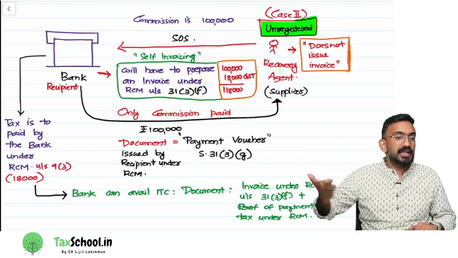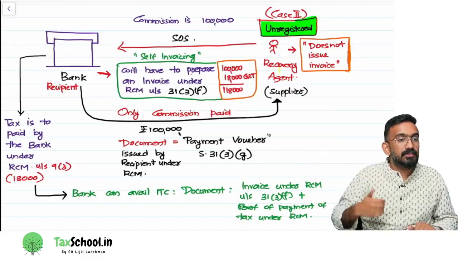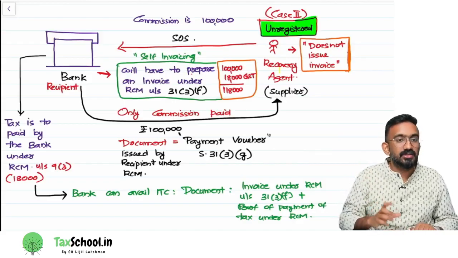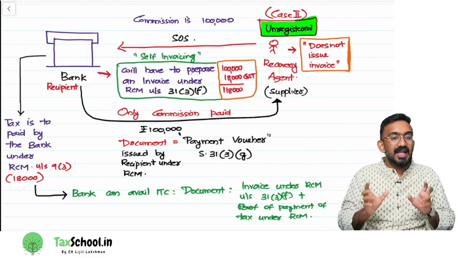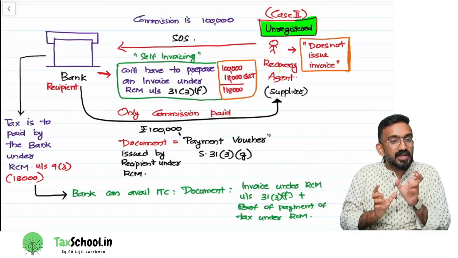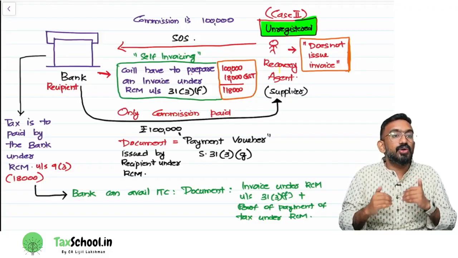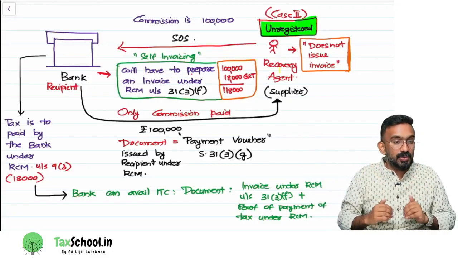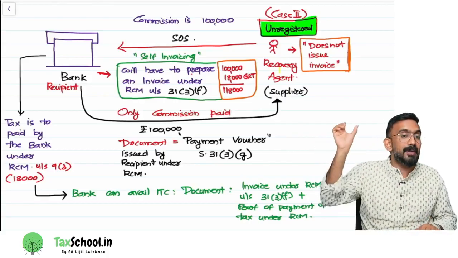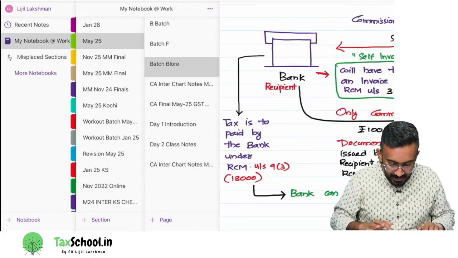Now, the bank needs to avail ITC, right? What will be the time limit for the bank to take ITC? 30th of November or date of filing annual return, whichever is earlier. In that particular time limit, I don't have an invoice to check. The invoice is not issued by the recovery agent. The time limit in this case will be based on the invoice issued by the bank itself. That is the meaning of that second note that we have looked into.